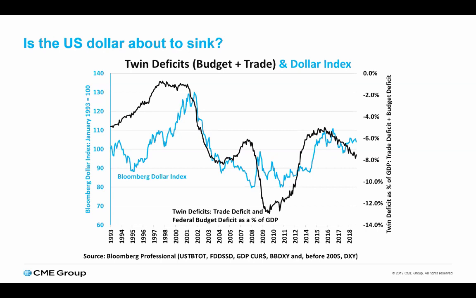The dollar typically strengthens when the budget deficits and trade deficits get smaller, and the dollar tends to weaken when the budget deficits and trade deficits get bigger. The bad news now for the dollar is budget and trade deficits are getting a lot bigger in the United States. And that could be really bad news for the dollar during the 2020s.